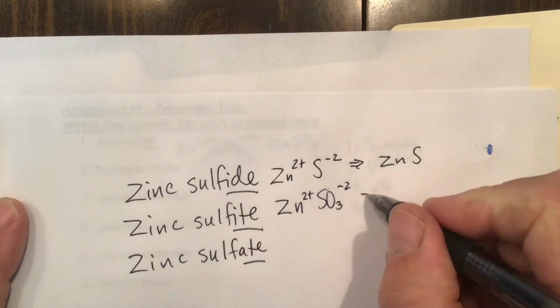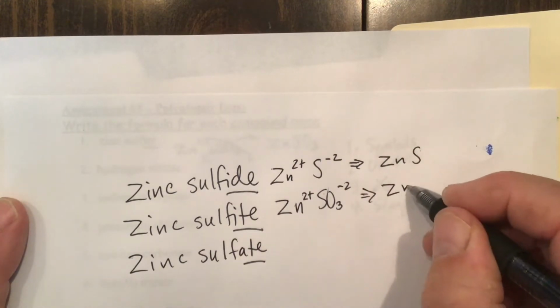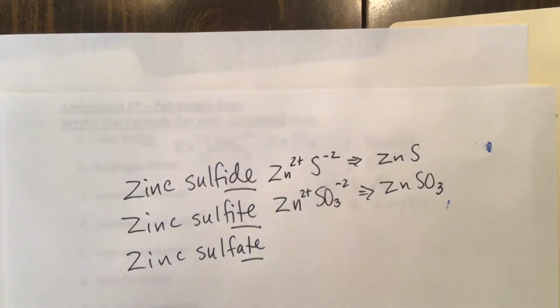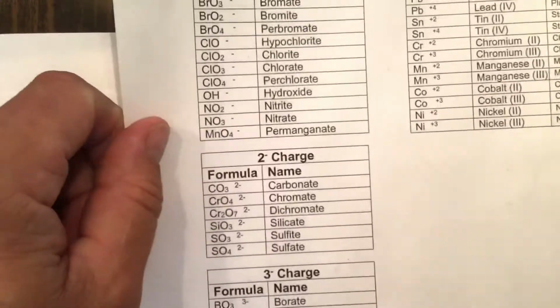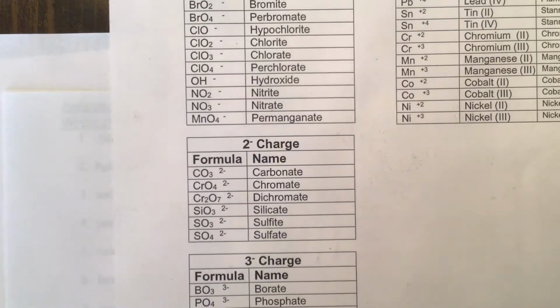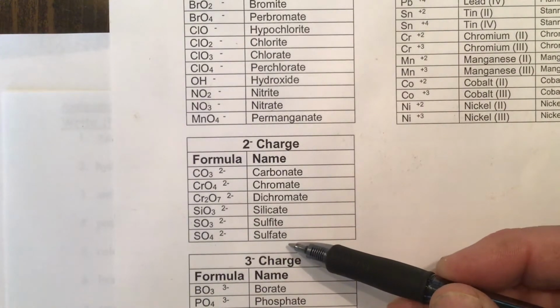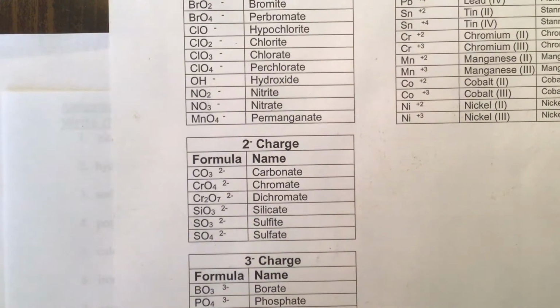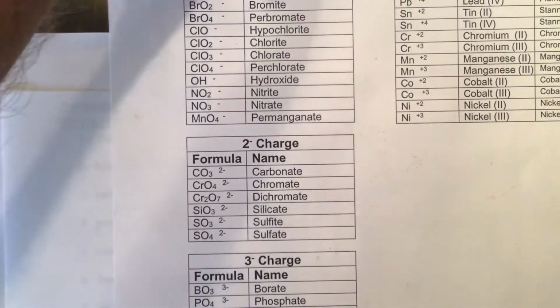Okay, zinc sulfite, we just did sulfite, and it is SO3 with a -2 charge. The 2s cancel out, and that is going to be ZnSO3. Okay, now sulfate, when we look at this, you'll notice there is a pattern between the ites and the ates. The ate will have one more oxygen than the ite. Okay, so just in case you're wondering, the most common polyatomic ion gets named the ate, and one with one less oxygen is the ite.